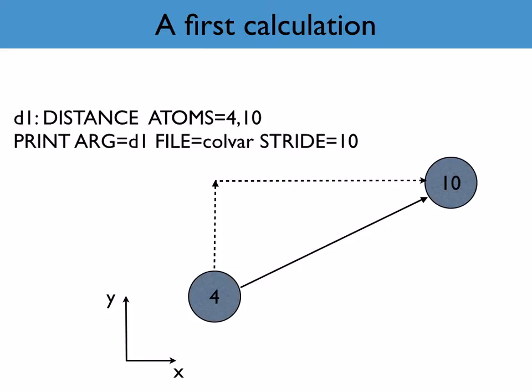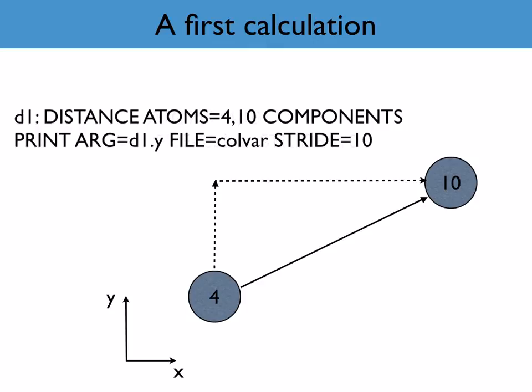We can calculate these projections by adding the keyword components to the distance command. This changes the D1 quantity that is calculated by this command from a scalar to a vector quantity. When printing, we can thus choose to print only the projection of the distance vector on the y-axis by using the command like this. Alternatively, we can print all three components of the vector by using the command in this way.